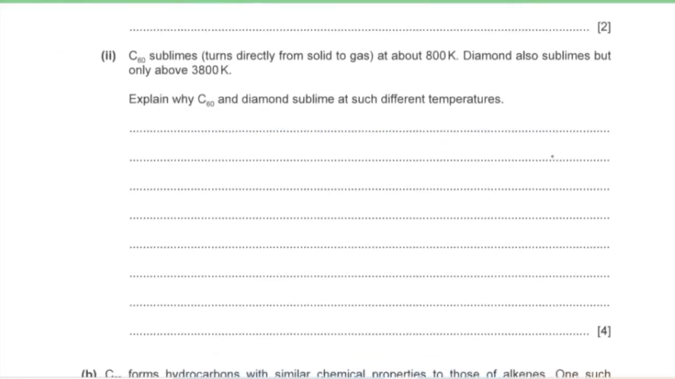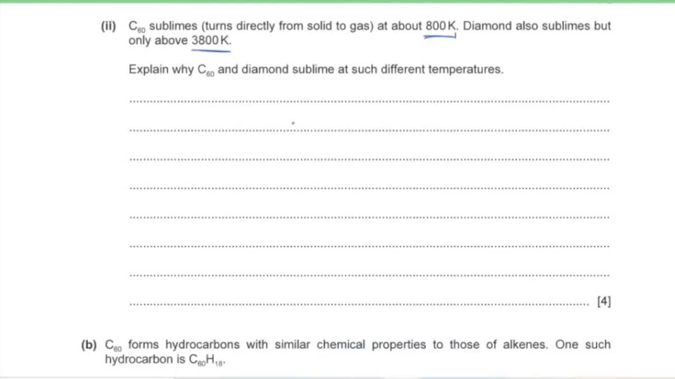But C60 sublimes at about 800K. Diamond also sublimes, but only above 3800K. Explain why C60 and diamond sublime at such different temperatures. The C60 molecules have both covalent bonds and weak intermolecular forces, whereas diamond has strong covalent bonds that are stronger than those of C60 molecules. Thus, diamond requires greater energy to break its bonds.